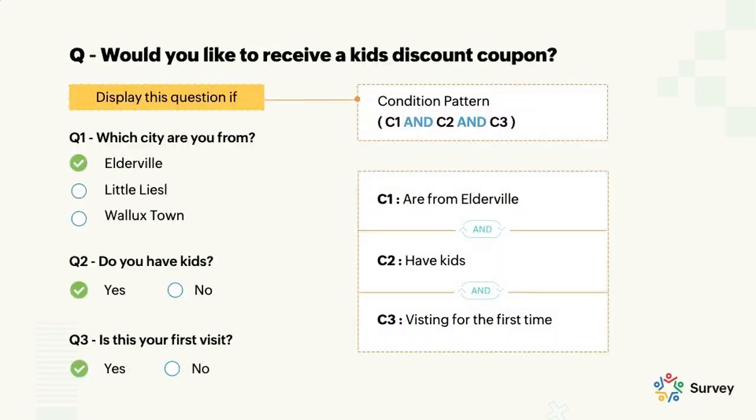So for the question, would you like to receive a kids discount coupon, they can set a display logic, which will make sure that this question is displayed only if the answer to the question, which city are you from, is Elderville. Do you have kids, is yes. And the answer to the question, is this your first visit, is yes. Only if these three conditions are satisfied, this question is displayed.